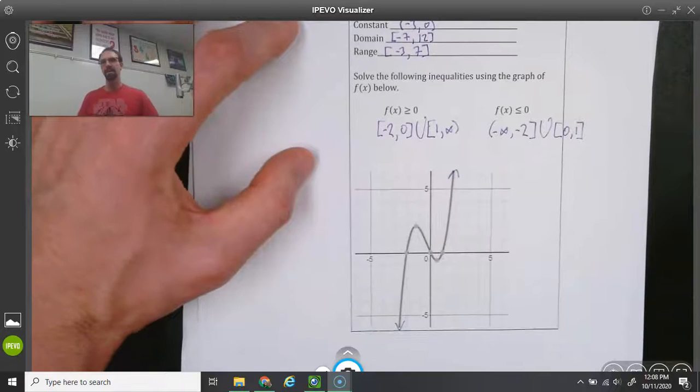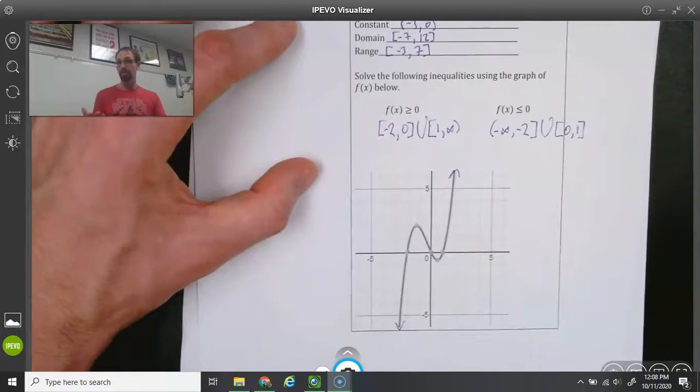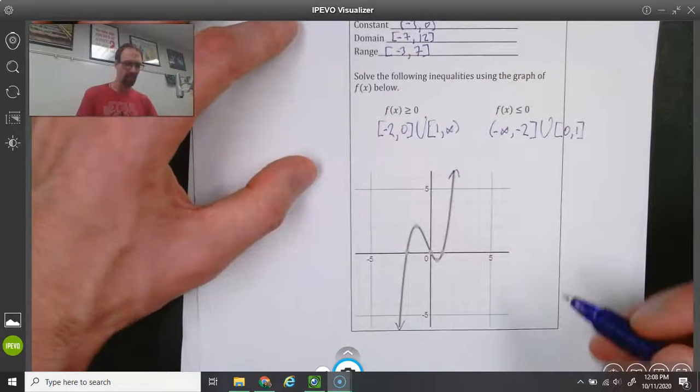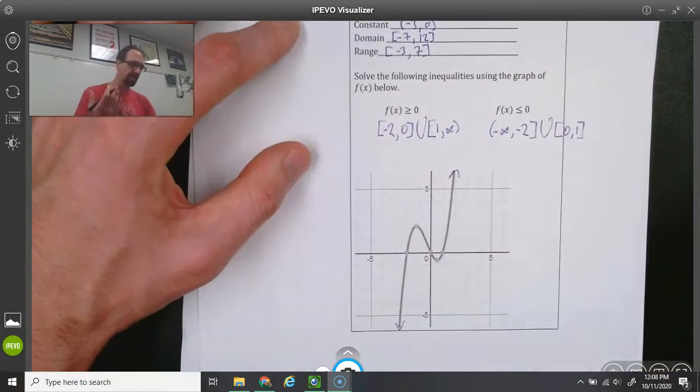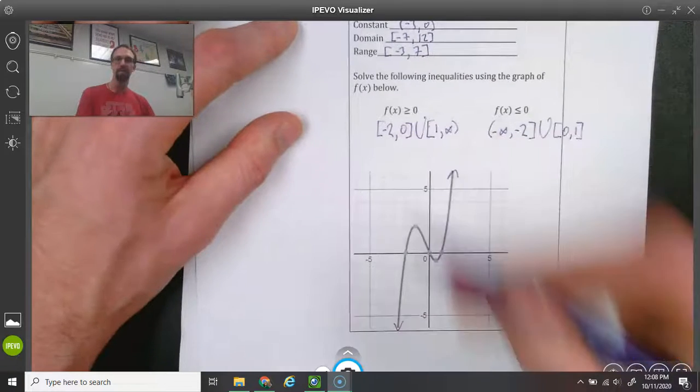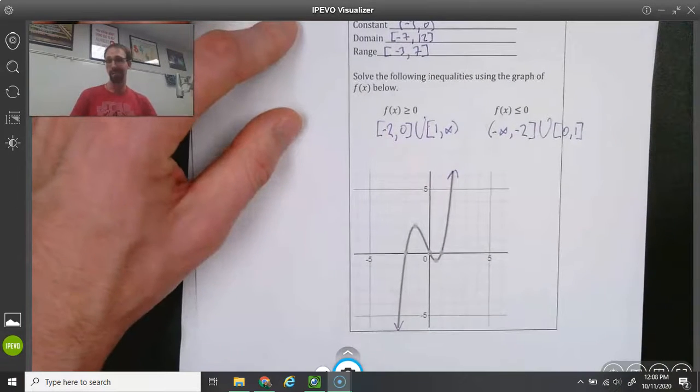The big thing is that a lot of these we've been asking for when it's just greater than 0. When it's greater than 0, then we just have parentheses. It's non-inclusive. But if it's also including 0 in our inequality symbol, then we're also going to include that value.